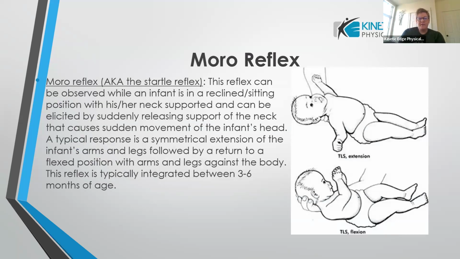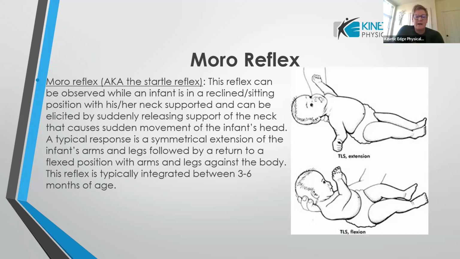The Moro reflex is also known as the startle reflex. This can be observed in an infant when they are in a reclined position and their head or neck is supported. When we release that support from the neck, it will cause their arms and legs to flail open.